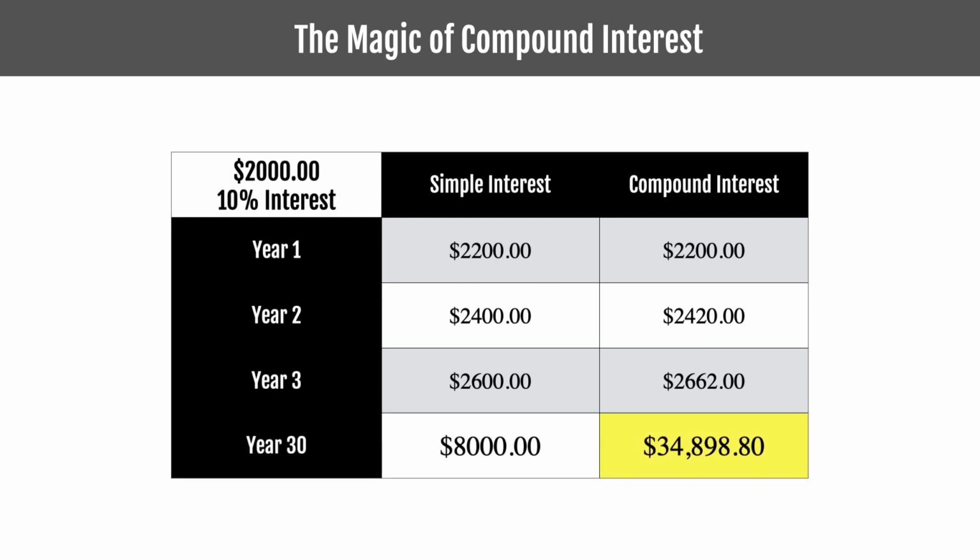Wow, what a difference. So in 30 years, with simple interest, just taking the base amount times 10% and then adding that $200 year over year, your total account balance for simple interest would be $8,000. Not bad, right, for your initial investment of $2,000? Now let's look at compound interest.